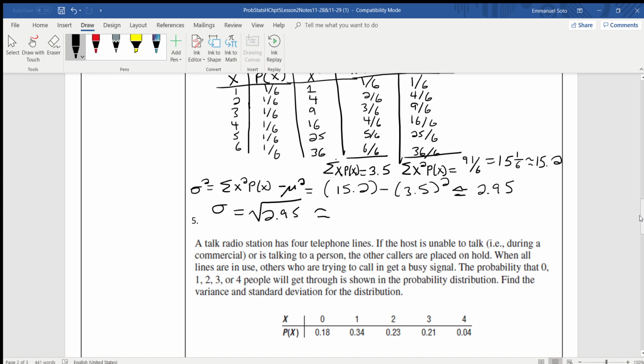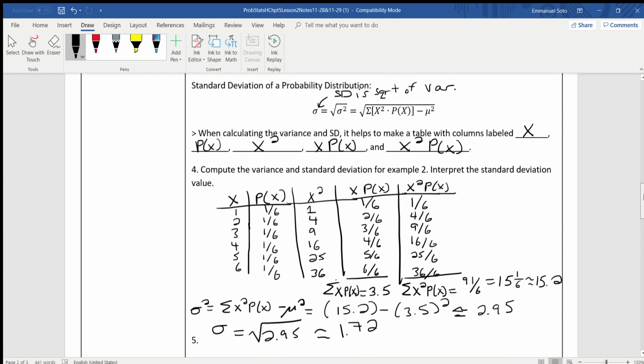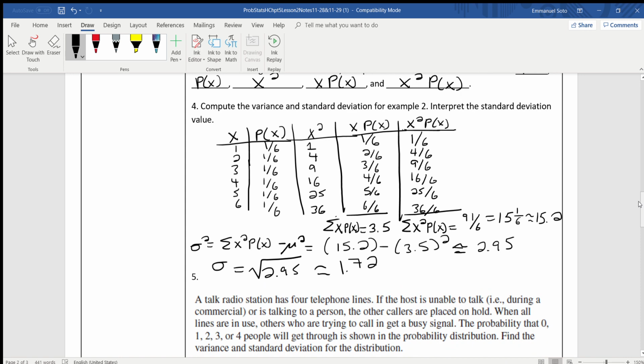So the square root of 2.95 is about 1.72. Alright, so those are our two answers. And what that's telling us is that this is a measure of spread, right? So this is saying that on average, if we keep doing this in the long run, the number of dots that we see is going to be different from the mean by about 1.7 dots, okay? So this is approximately 2.